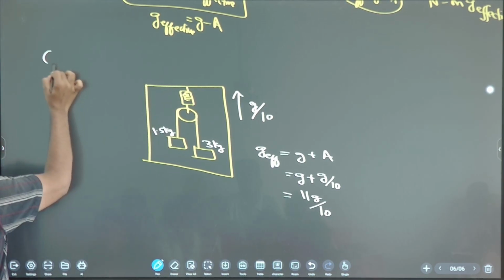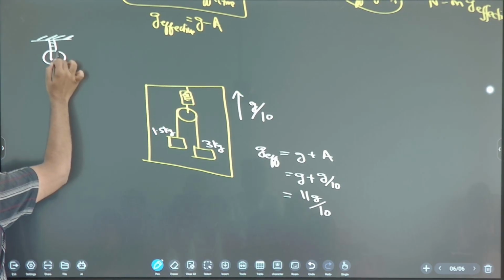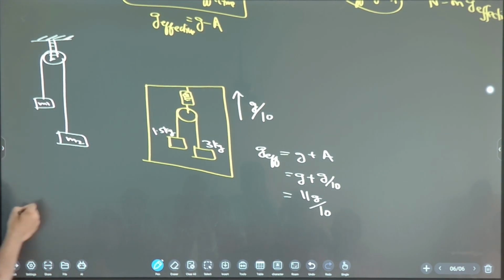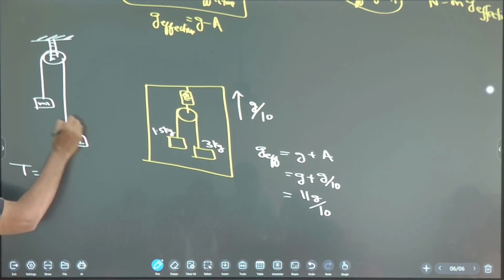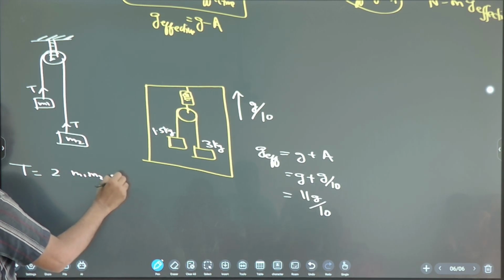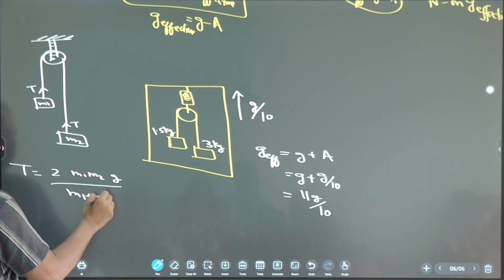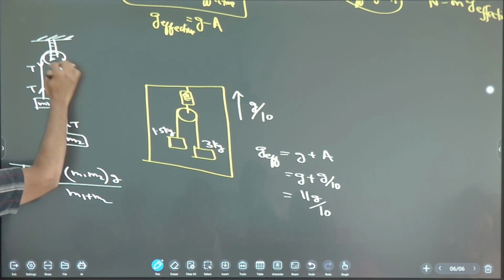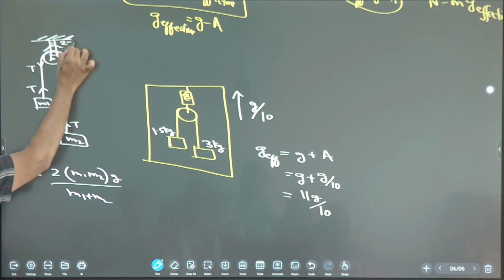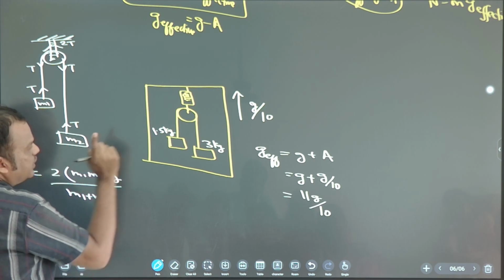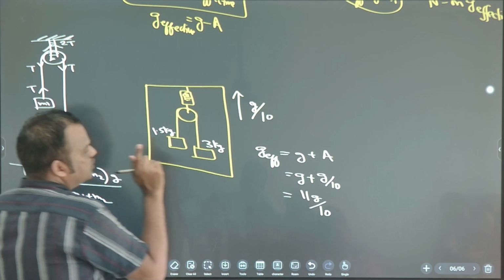Now you solve it as a normal question. If it is a normal question, how do you solve it? Suppose a pulley is there, left side M1 is there, right side M2 is there. So how do you calculate tension? What is the formula for tension? Tension is 2 M1 M2 g by M1 plus M2. Correct? This is the formula for tension. And here also tension. So what is the force by the clamp? 2T. Force by the clamp is 2T. Now apply the same formula here also, but don't take g here, take g effective.